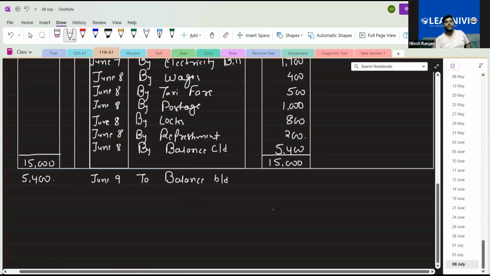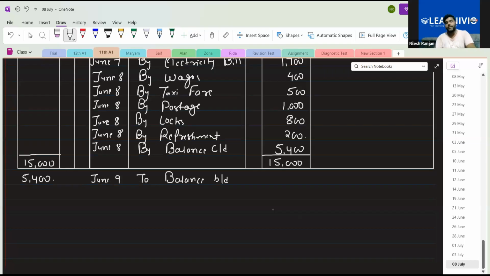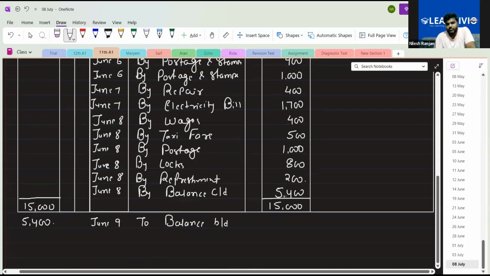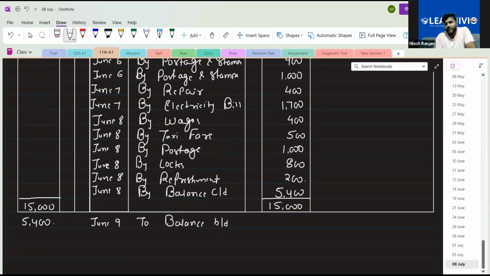Okay. The totaling is the same as we have done in the ledger. We calculate both side totals. Whichever is higher is written on both sides. So this 15,000 is written on both sides. And from this 15,000, we will deduct the total amount paid, because that is the lower amount. So 9,600 is deducted from 15,000. It is 5,400. This is the balance which is carried forward to the next period.